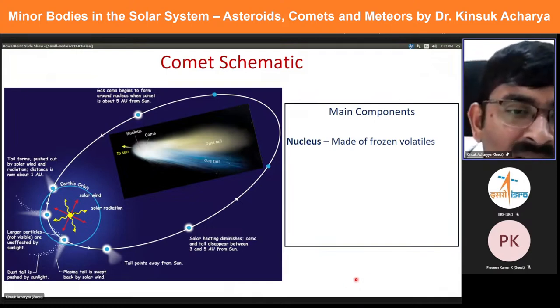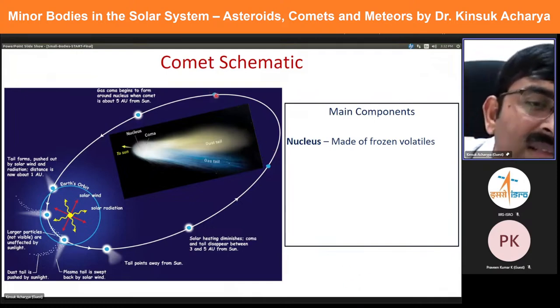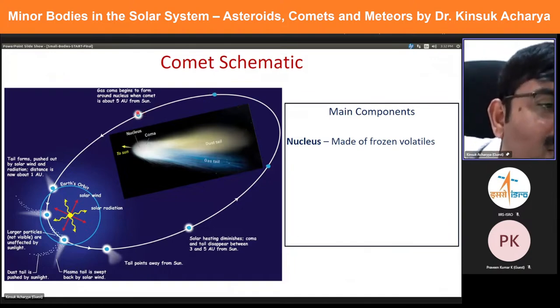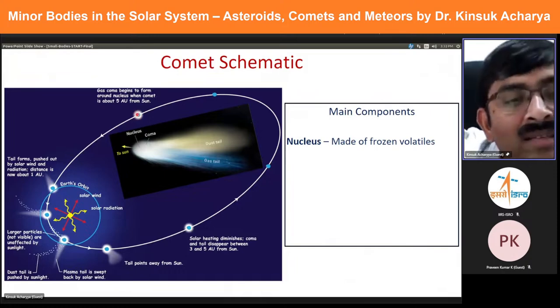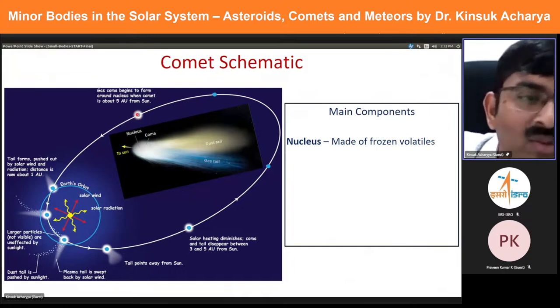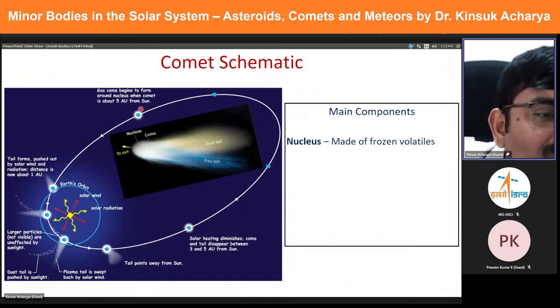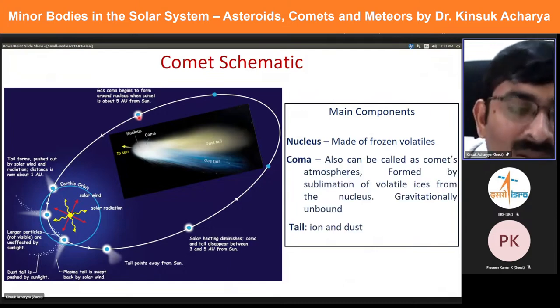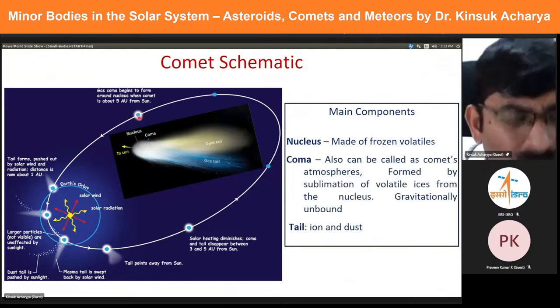As I was telling, far away they are actually dirty snowballs, and when they come close to the sun, at about 5 AU, some of the ice starts to melt. As a result, you get this kind of fuzzy atmosphere around it, which we call a coma. So the coma is a planetary atmosphere. This is how it is defined.